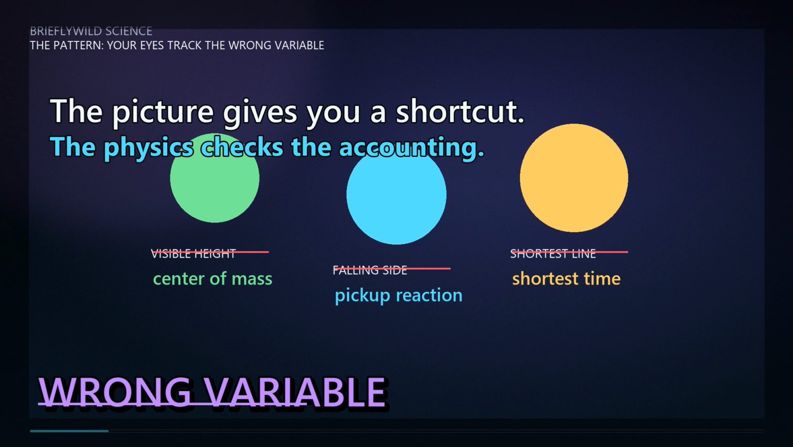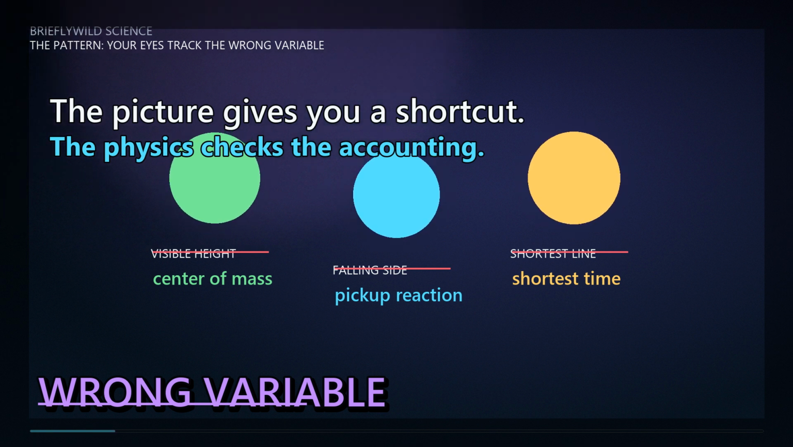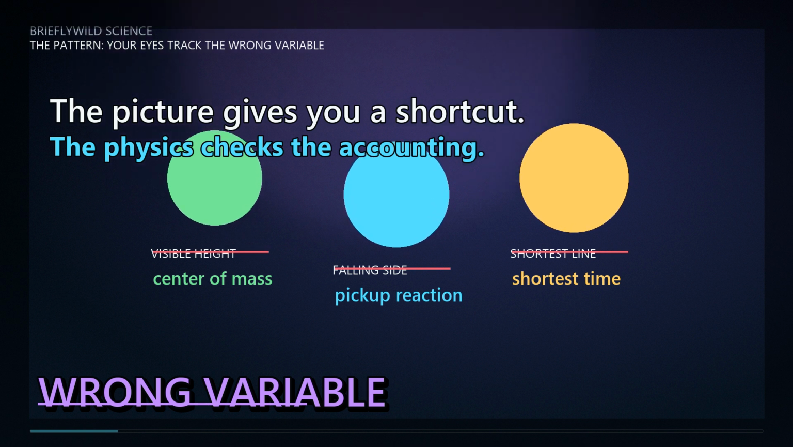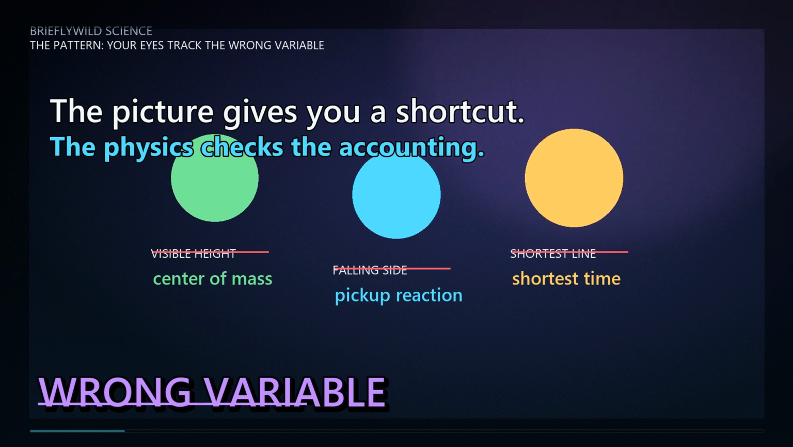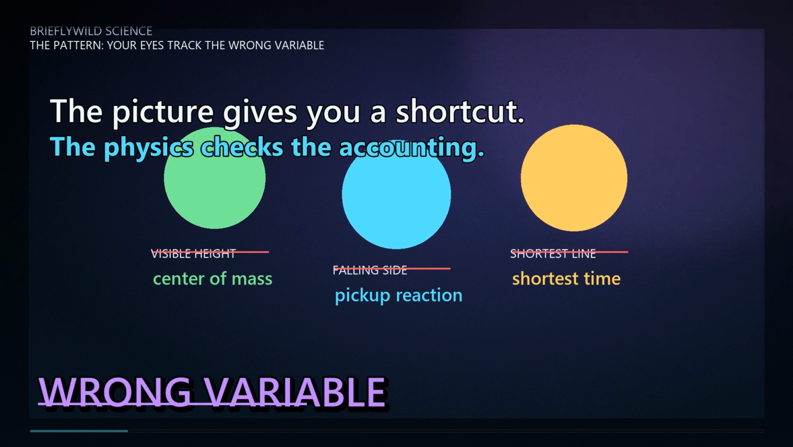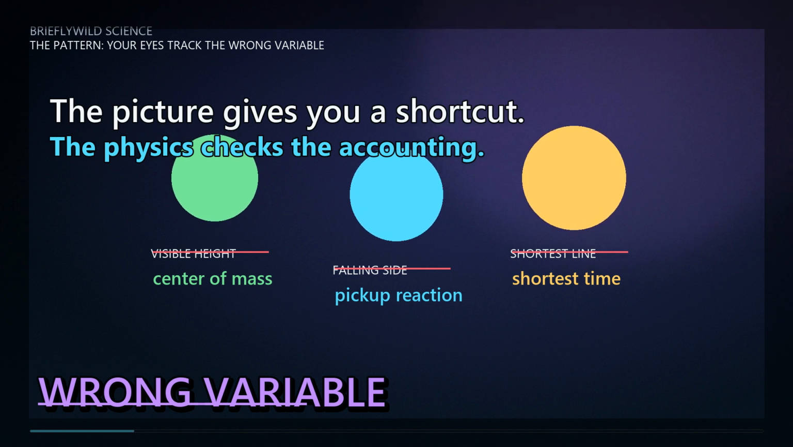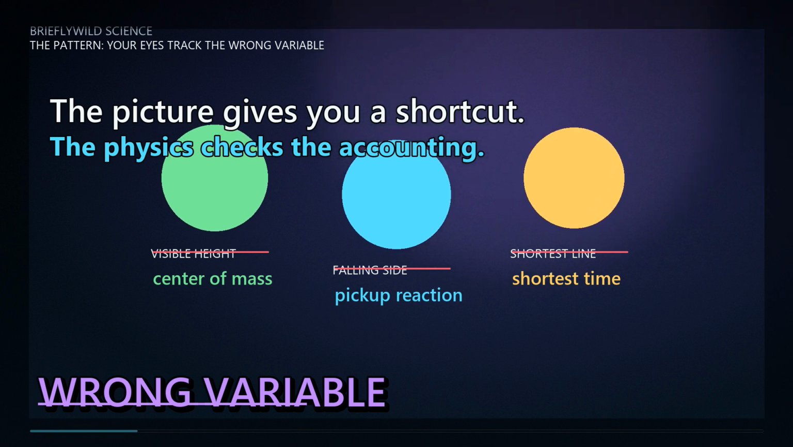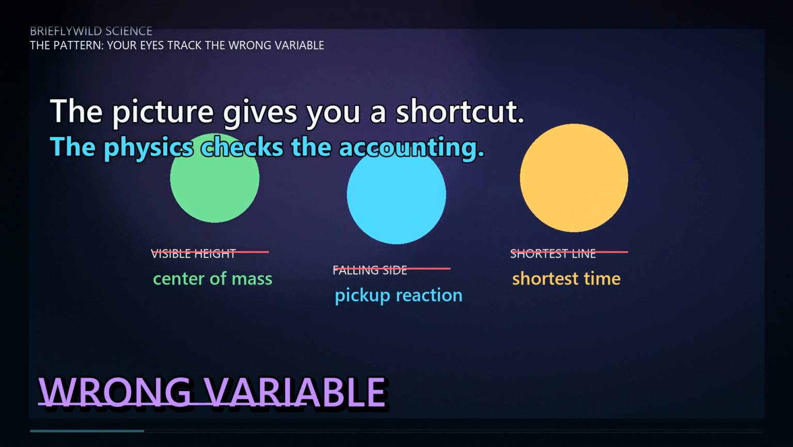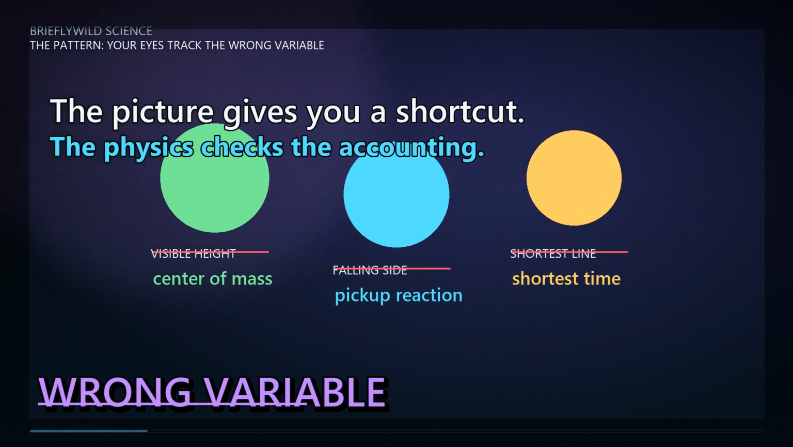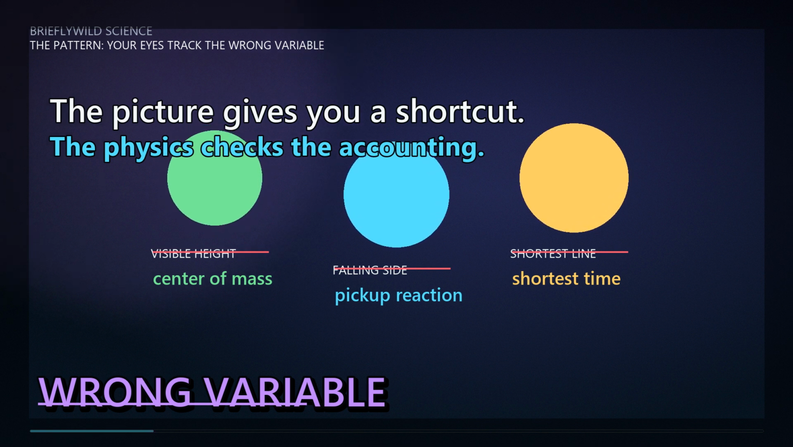Your brain locks onto the surface of the object, the shortest distance, or the part that is moving most dramatically. But physics often cares about a different quantity: center of mass, momentum, energy, or time. So the cleanest way to understand these demos is not to ask, which way does it look like it is going? The better question is, what quantity is actually being minimized, conserved, or pushed? That question changes the whole story.